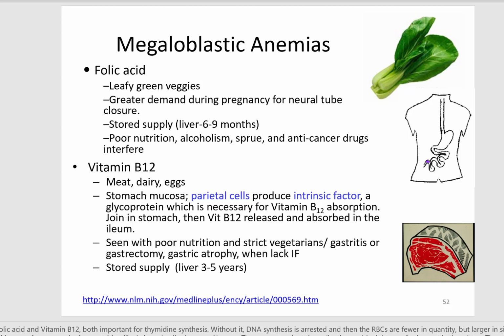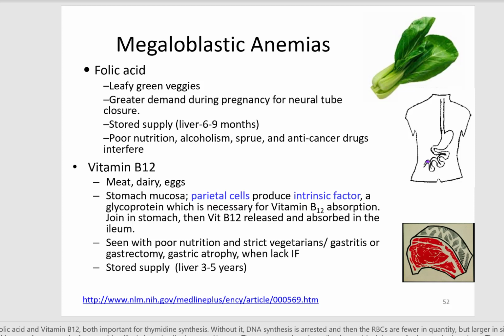How can a person have a reduced folic acid storage supply and vitamin B12? Maybe they're not having adequate nutrition. Maybe they have sprue, inadequate ability to absorb their nutrients. Maybe they are on medication like anti-cancer drugs that interfere with absorption. Maybe they are not having a good diet in a different way. Maybe they have a problem with their liver function, alcoholism, cirrhosis of the liver.